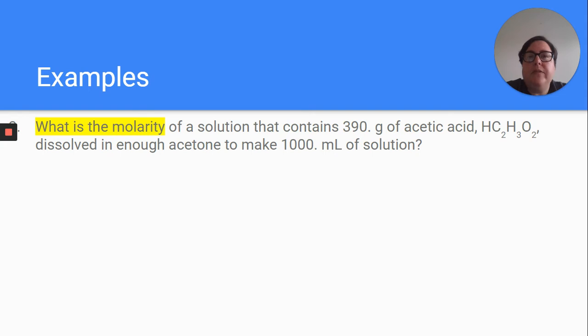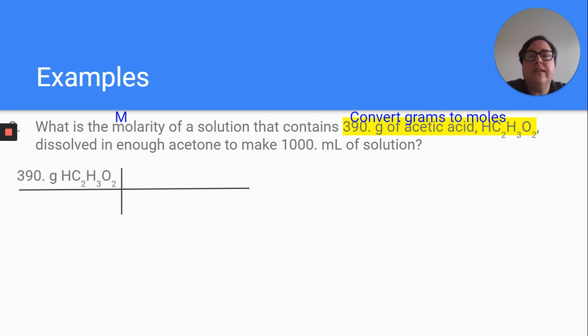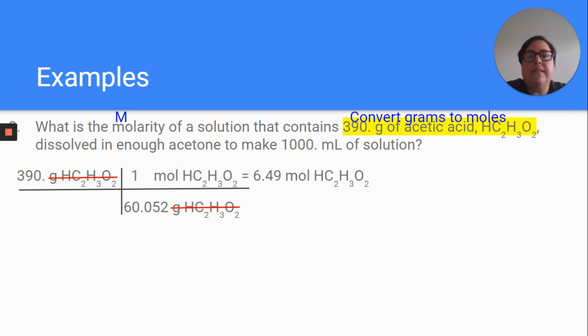All right, we're looking for molarity again, so we're going to solve for that big M. They gave us 390 grams, so we're going to convert grams to moles. So we pull grams to the bottom, we put moles on the top. We add acetic acid together: hydrogen, 2 carbons, 3 more hydrogens, 2 oxygens. We get 60.052, and then 1 goes with mole. Multiply and divide. Grams cancels, giving us 6.49 moles.